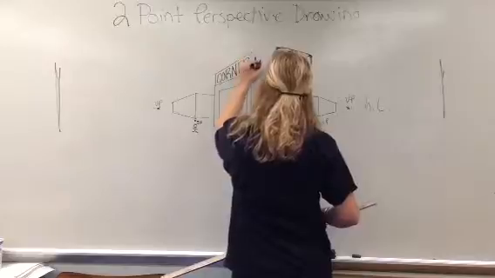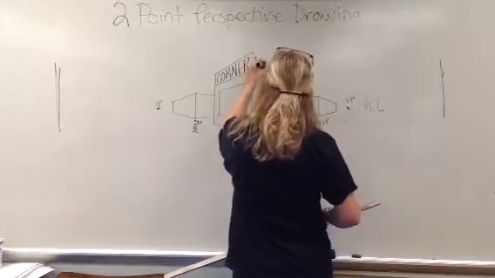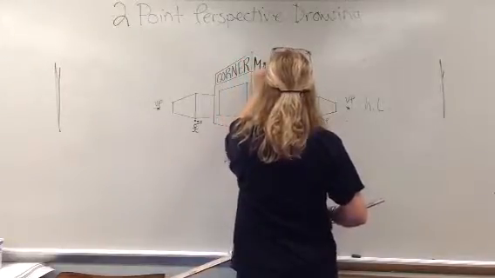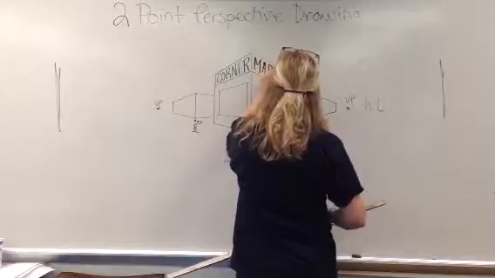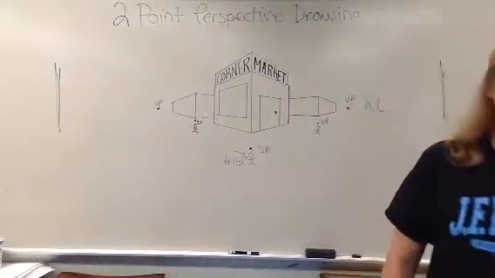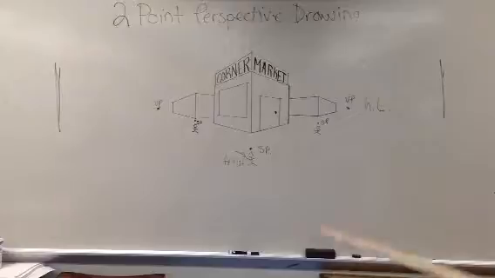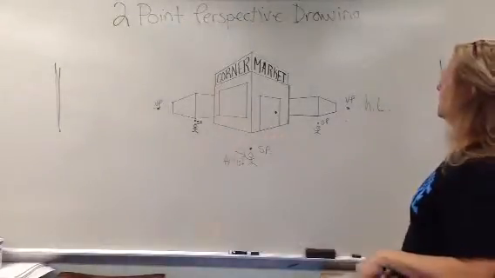Okay. Almost done here. There you go. Corner market. And then we can just put like all kinds of vegetables or anything like that in here.